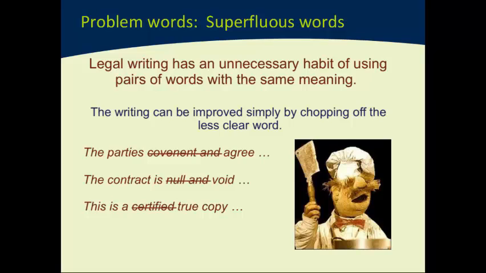So instead of the parties covenant and agree, we can just say the parties agree. Instead of saying the contract is null and void, we can just say the contract is void. Instead of saying this is a certified true copy, we could just say this is a true copy, or perhaps this is a certified copy.